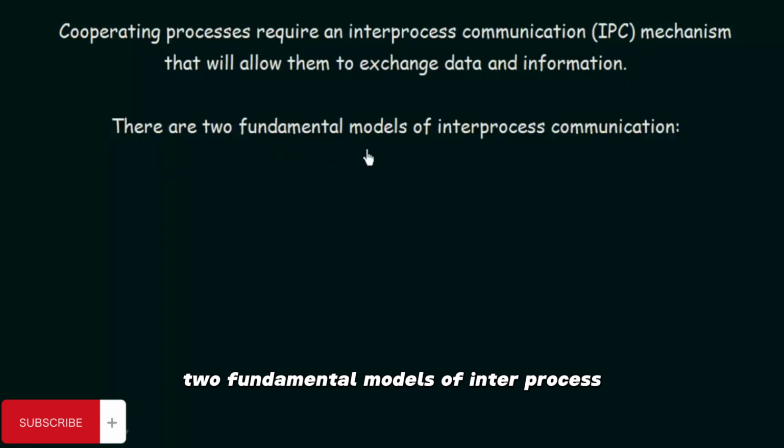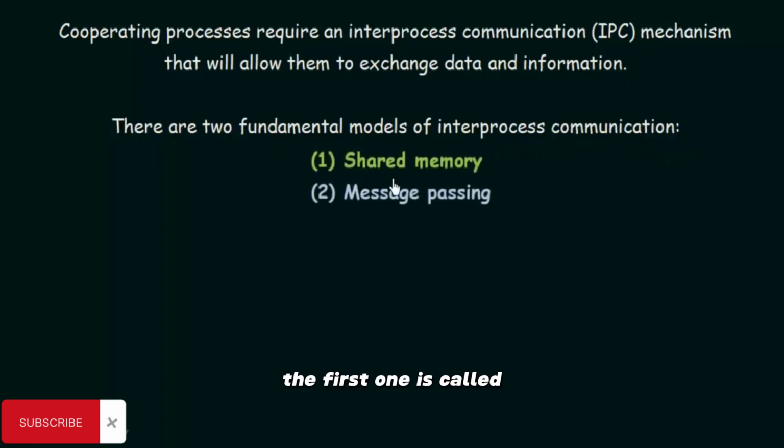And there are two fundamental models of interprocess communication. The first one is called shared memory, and the second one is called message passing. Now let us see what these two models of interprocess communication are, how they differ from each other, and what they actually mean.